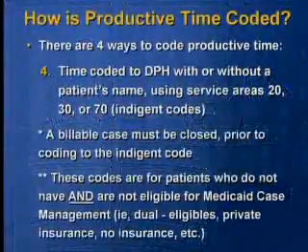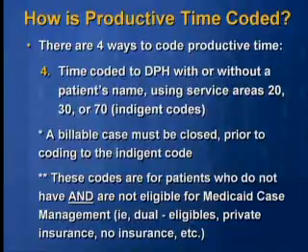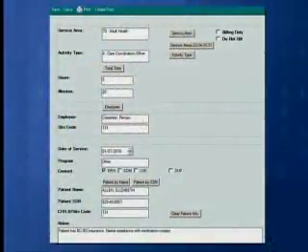And this is a reminder here, a billable case must be closed prior to coding to the indigent code. So, for example, if you're coding to EPSDT and the patient becomes eligible for Blue Cross, you have to close out that 31. You have to bill a 31.7 to the patient before you can pick up with the 70 or the 30, depending on their age. Again, this is another example of an SSR.